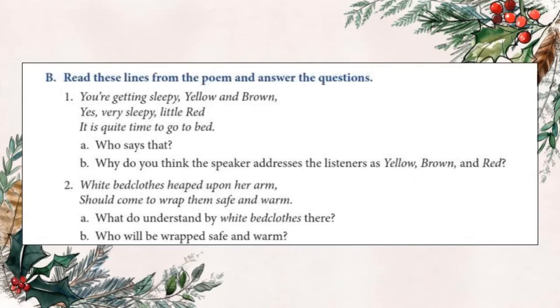Students, we have completed the first exercise. Now let's do the second exercise, that is, read these lines from the poem and answer the questions. Okay, let us see the first one. You are getting sleepy, yellow and brown. Yes, very sleepy, little red. It is quite time to go to bed.